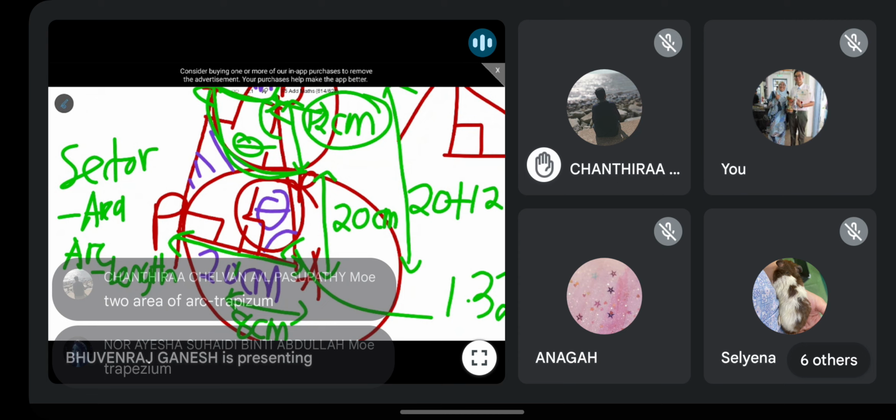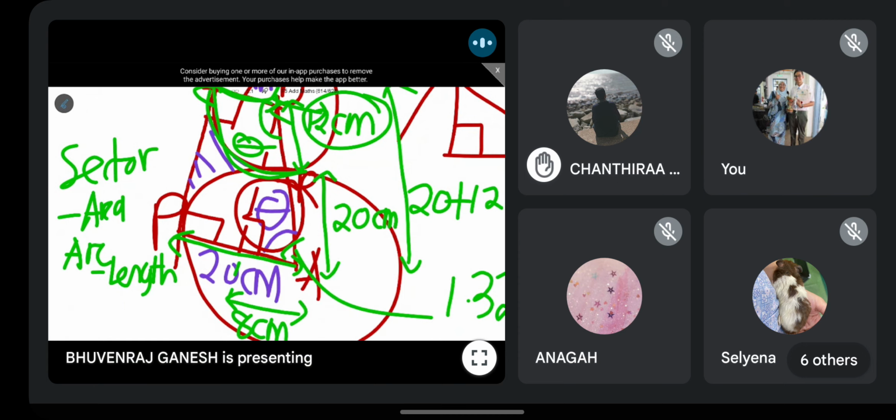Yes, two area of sector, not arc. Arc we refer to length. So two area of sector minus with trapezium. Okay, trapezium big one minus dua sektor kecil. Okay, actually, let me see. Okay lah, kamu boleh guna trapezium nak senang. Okay, you can use trapezium.